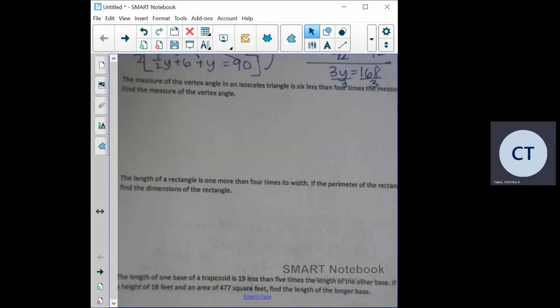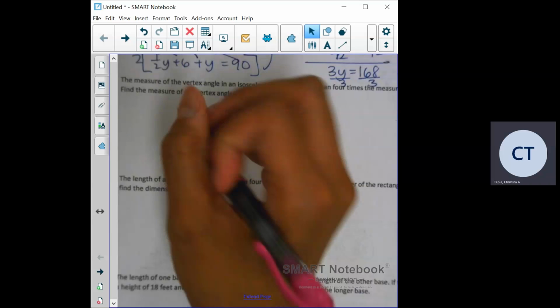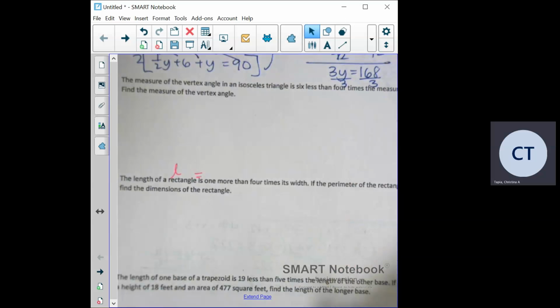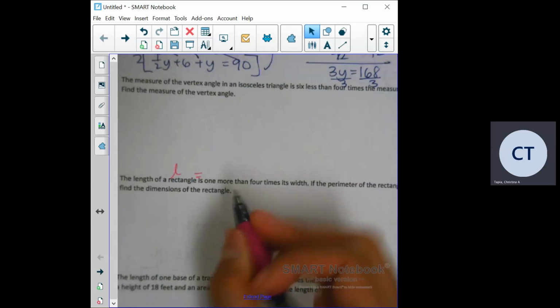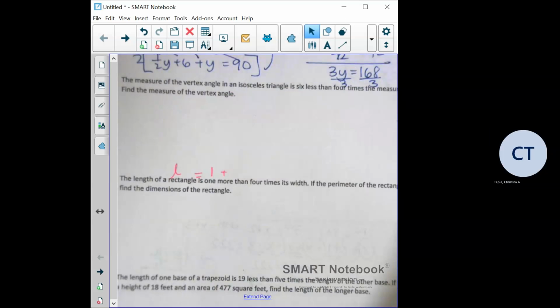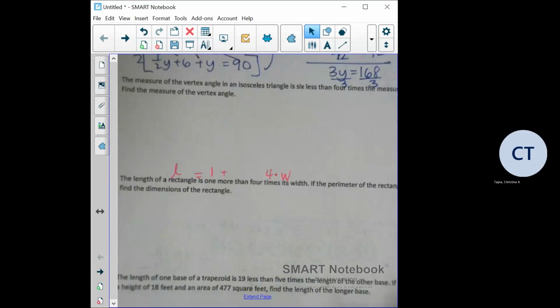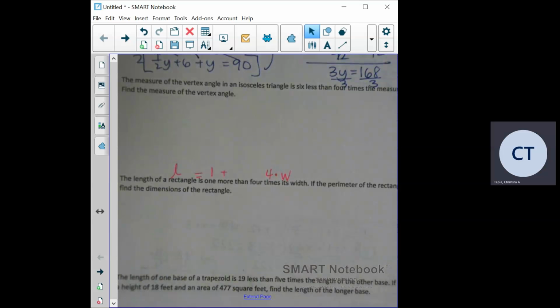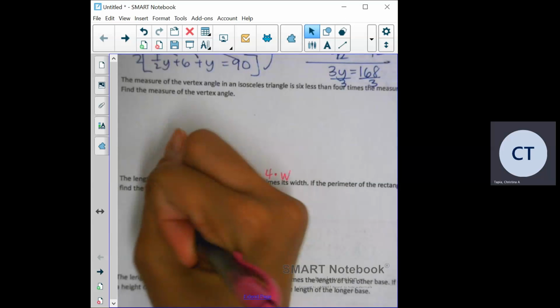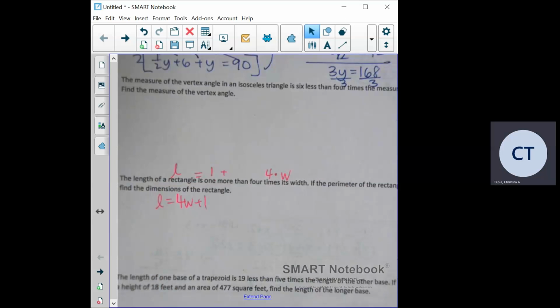I'm going to use L and W because I know that there's a perimeter formula that I can use that represents the rectangle's perimeter. So for this one, I'm going to say the length of your rectangle is 1 more than 4 times the width. So 1 more is 1 plus. 4 times the width means you're literally doing 4 times the width. If I was to write that out as an equation, should I put that as L equals 1 plus 4W or 4W plus 1? 4W plus 1. So L equals 4W plus 1. That's my equation for that first sentence.